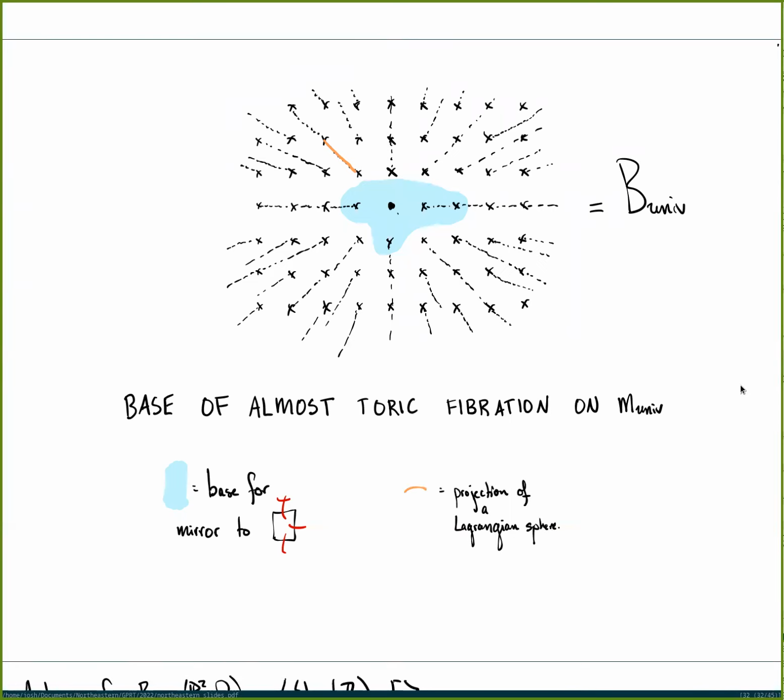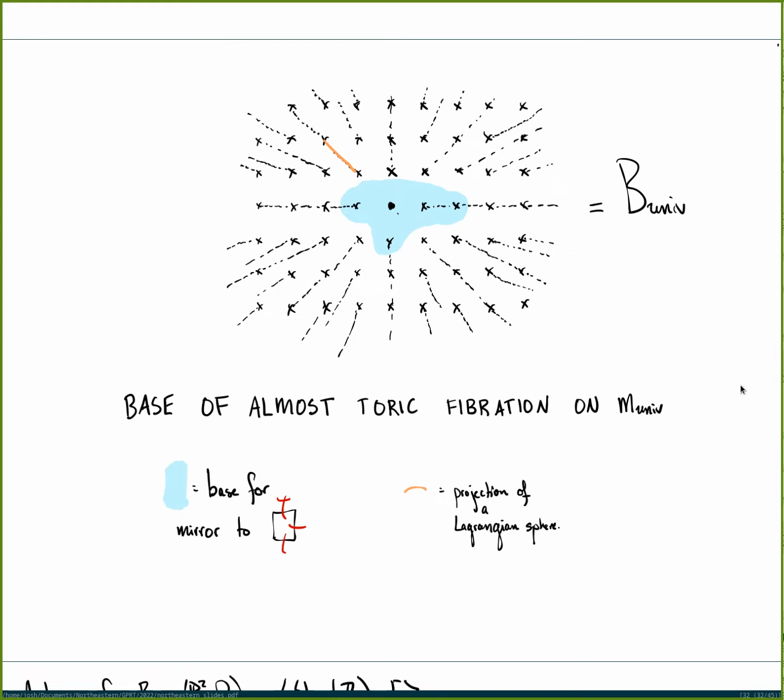I think it has something like this. So what I've done is I've omitted the rays. Previously I had these rays, but I haven't drawn the rays in this picture here. You're right, but the rays are telling me the monodromy of your integral affine structure.